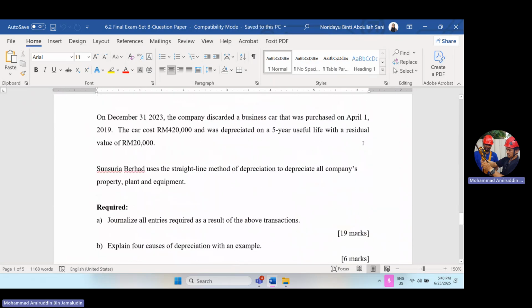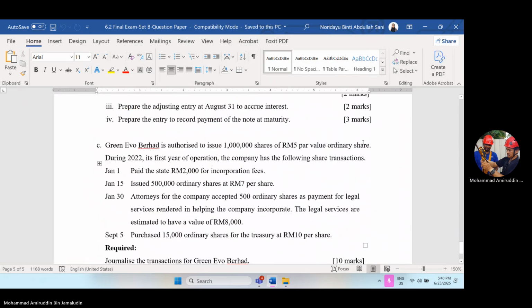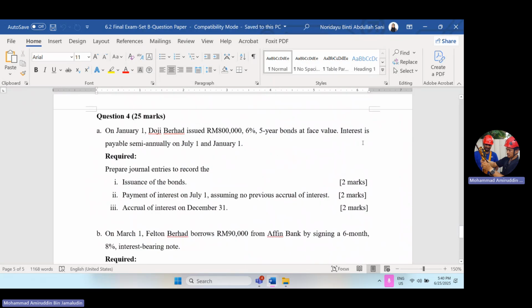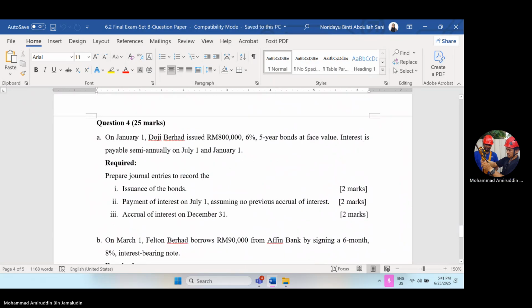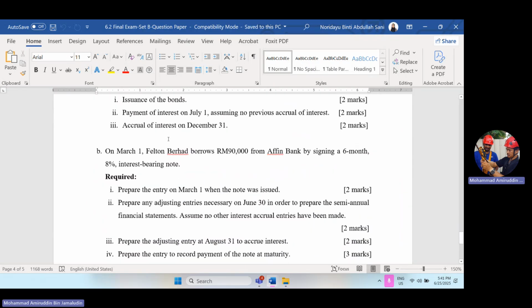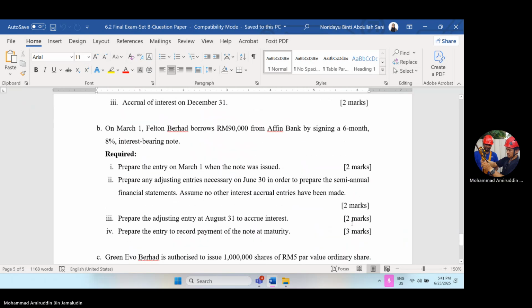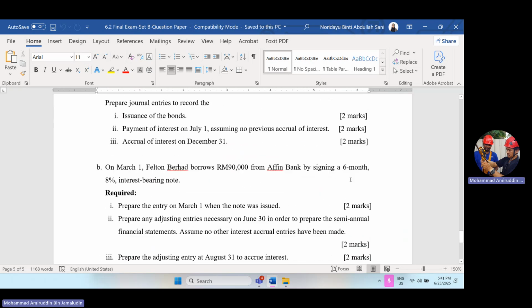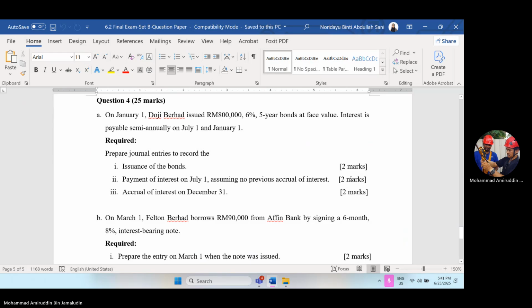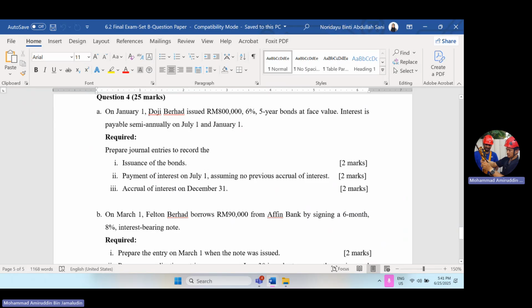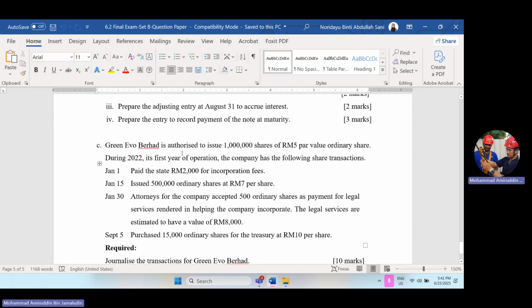So on the past year question, see how many marks? 5, 7, 9, 13, 15 marks, guys, for this topic. 15 marks for past year question. 25, including this one, 10. This one, another topic, accounting for equity.